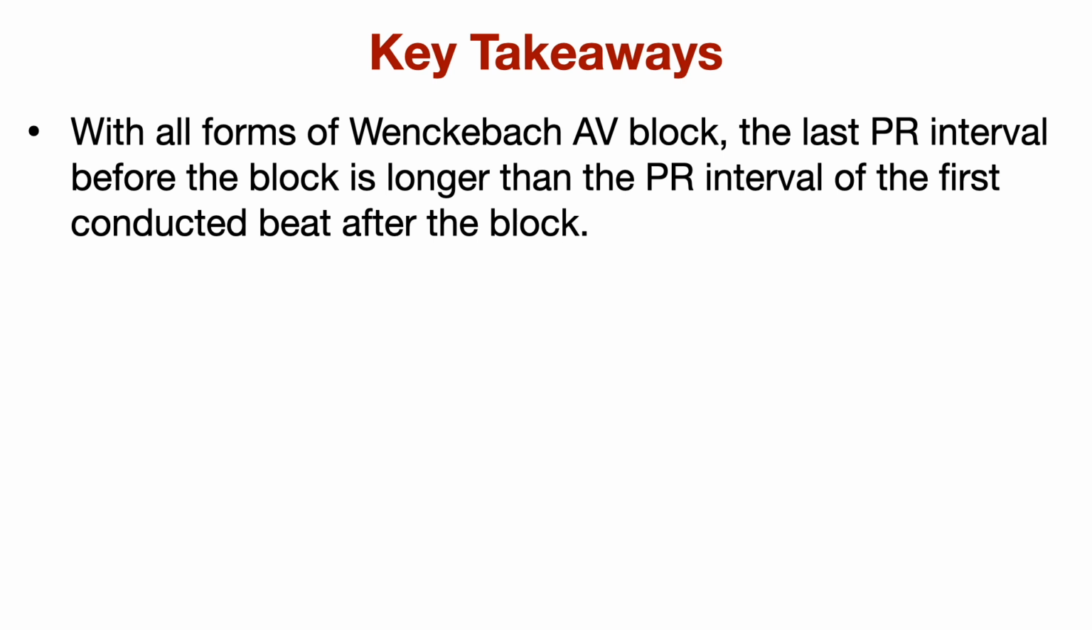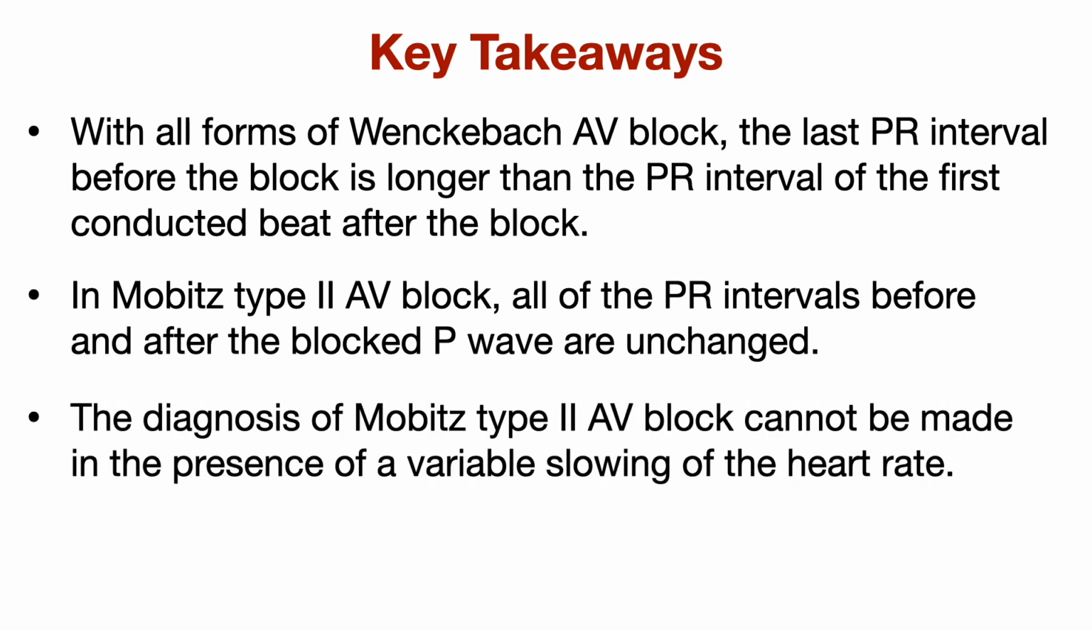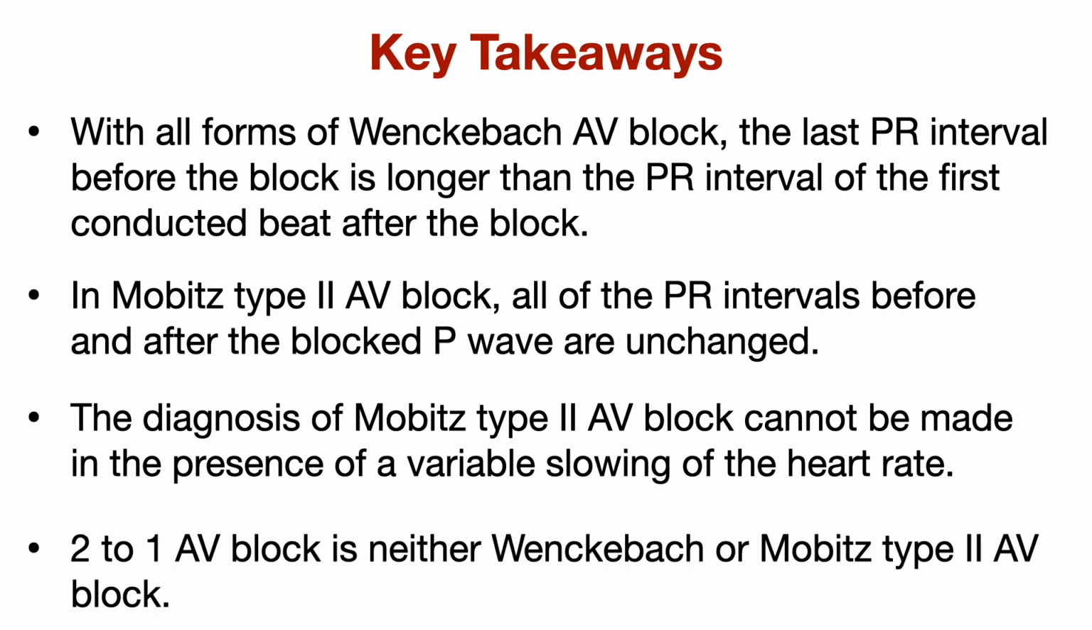5. In Mobitz 2 second-degree AV block, all of the PR intervals before and after the block P wave are unchanged. 6. The diagnosis of Mobitz type 2 second-degree AV block cannot be made in the presence of variable slowing of the heart rate. And 7. 2-to-1 AV block is neither Wenckebach or Mobitz type 2 AV block.